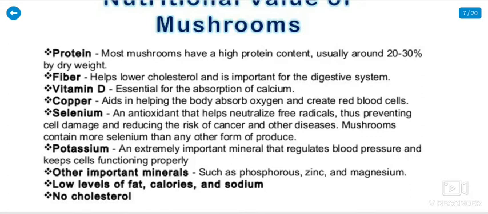Potassium, an extremely important mineral that regulates blood pressure and keeps cells functioning properly. Other important minerals such as phosphorus, zinc, and magnesium. Low levels of fat, calories, and sodium are present in mushrooms.